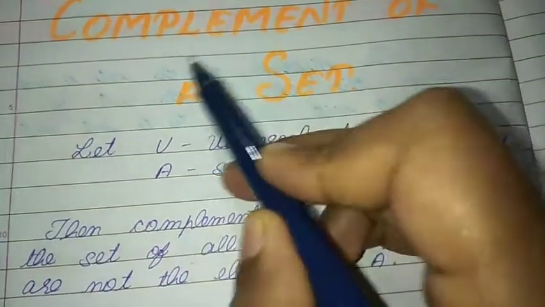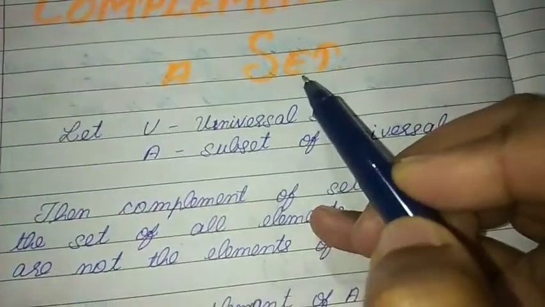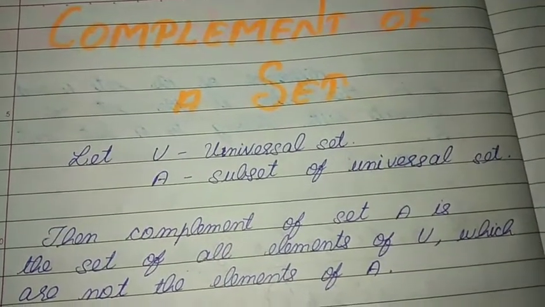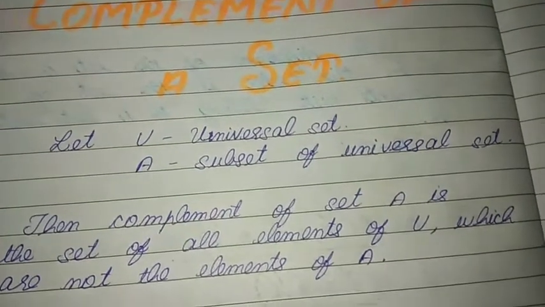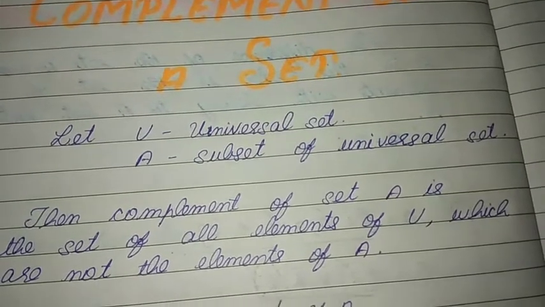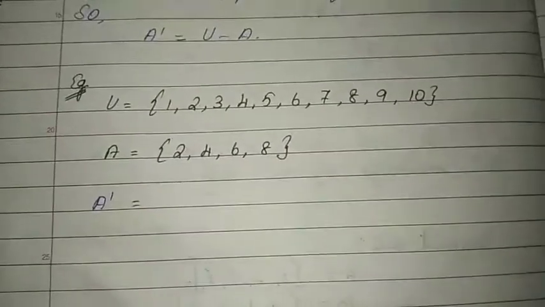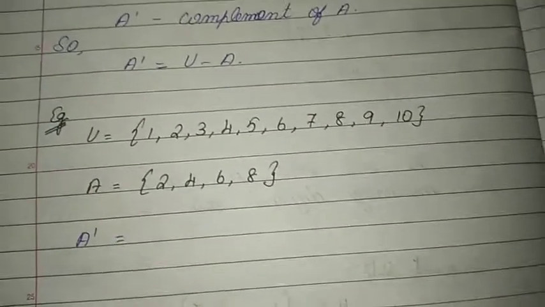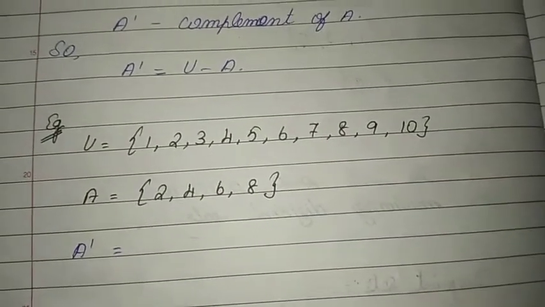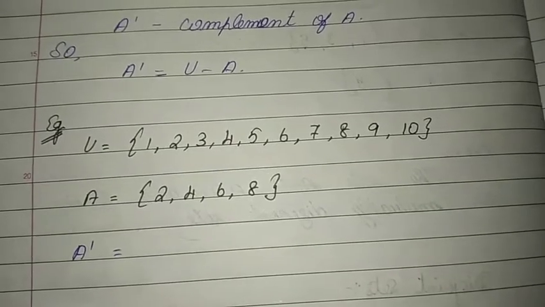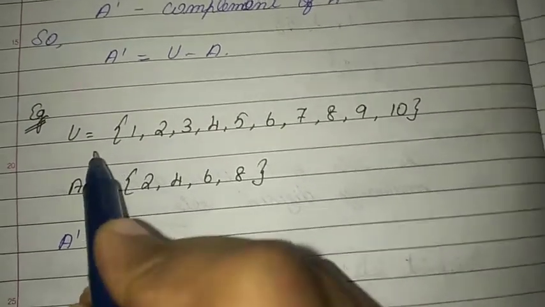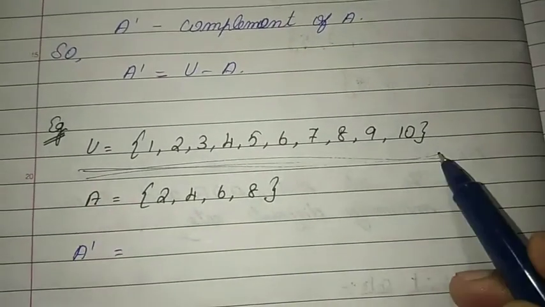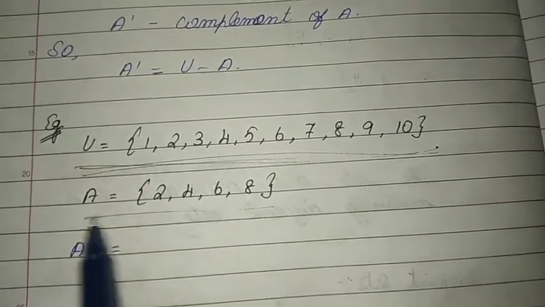Next topic is complement of a set. In this complement of a set we will be learning a new method. Let me give you an example. Here I have taken U and A. In complement of a set, only the universal set and one more set will be given. In the universal set, the main elements will be present, and in the given set you have to check the elements.